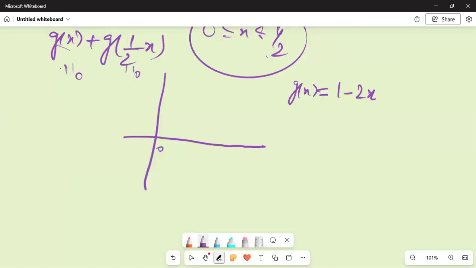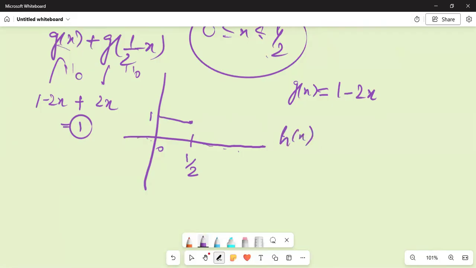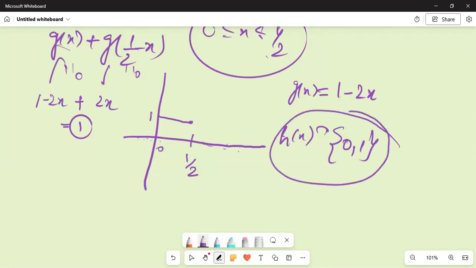Now, this is 2x, this is 1 - 2x. You add them, and you get 1, which is between 0 and half. So you get 1 here, and everywhere else the function is 0. So what is the range of this h function, which is the sum of g(x) and g(1/2 - x)? The range is just 0 and 1, because it is not taking any other value. After half it is 0, before 0 it is 0, and between 0 and half it is taking the value 1. So h(x) has the range {0, 1}.